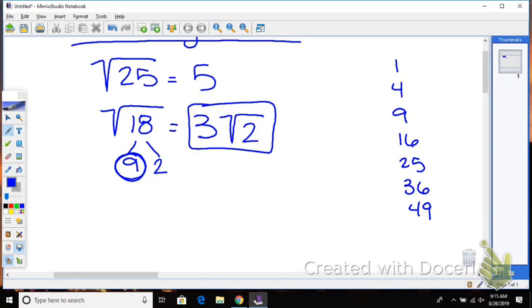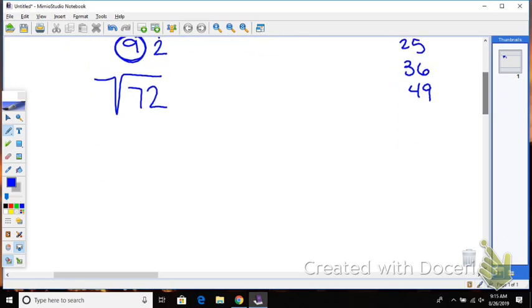Okay? Why 9? Is this one of the numbers? Because it's one of the perfect squares. You're looking for a perfect square. So let's do the square root of 72. What two numbers jump in your head for the square root of 72? 9 and 8, that would be the one-stepper.